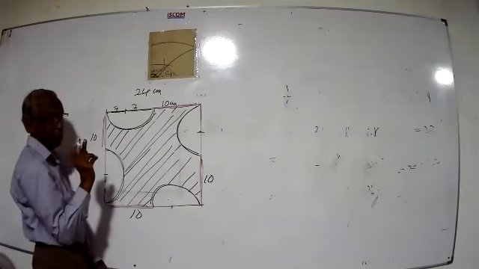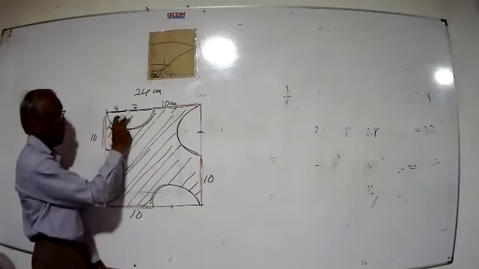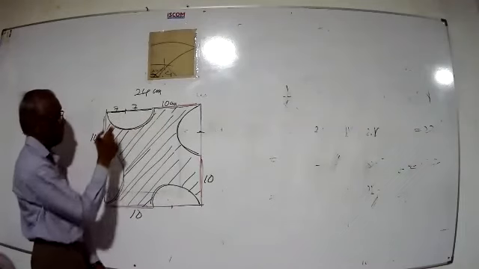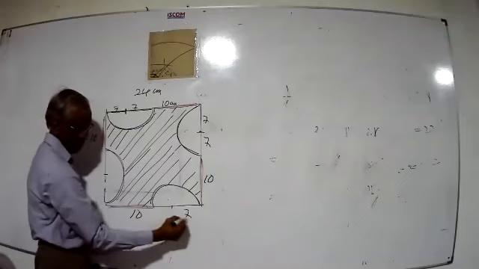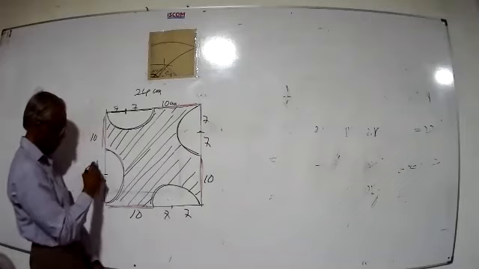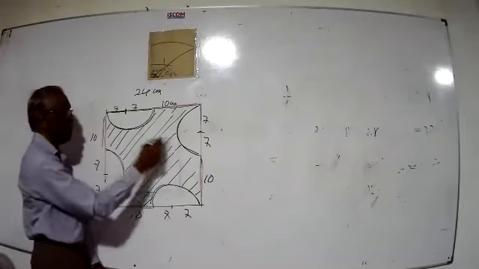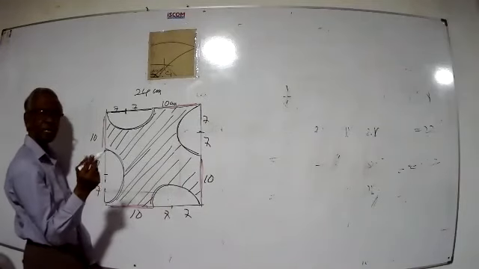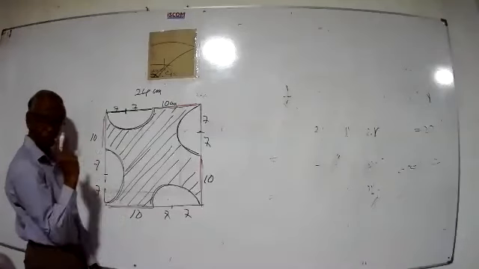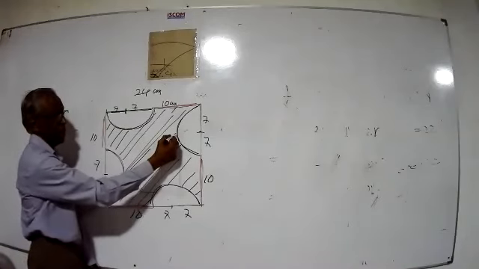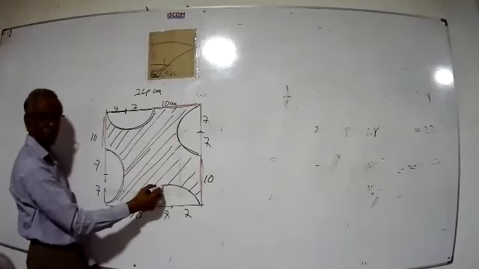Equal, look, some of the arcs are big and some are small. But now this is equal. This is 7, 7. This is 7, 7. So instead of these 4 arcs, how many circles do we have to calculate? We need 2 circles. This and this make 1 circle. This and this make 1 circle.